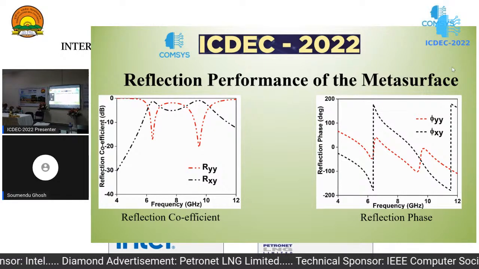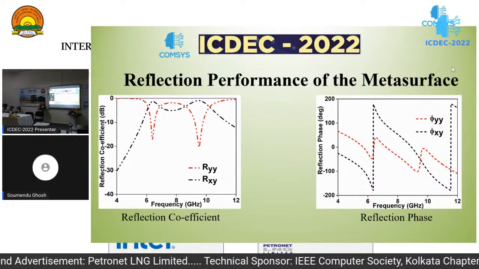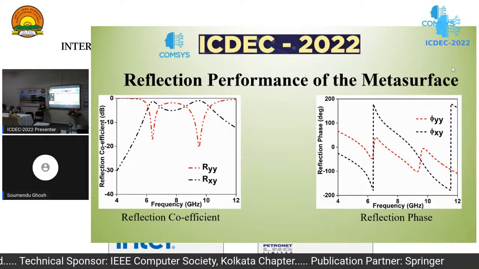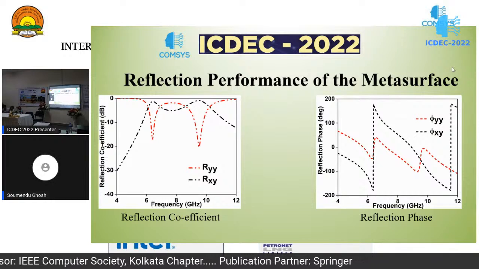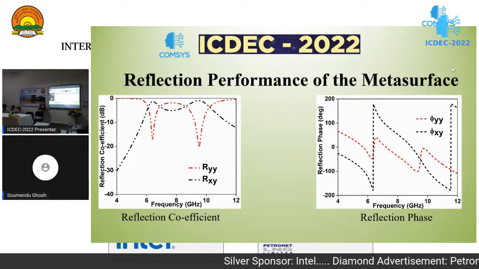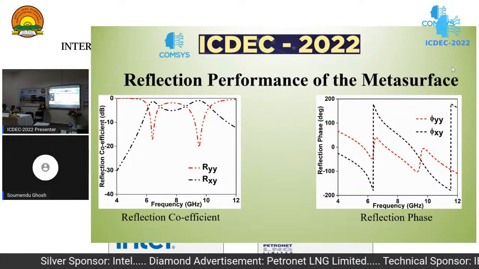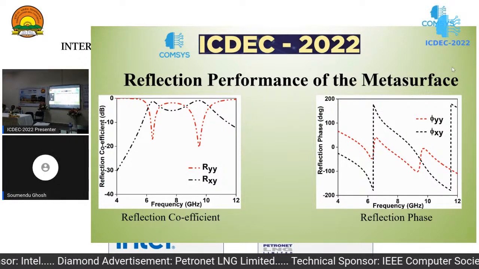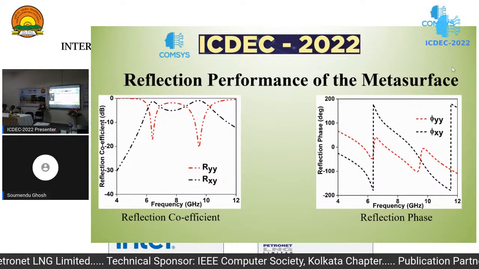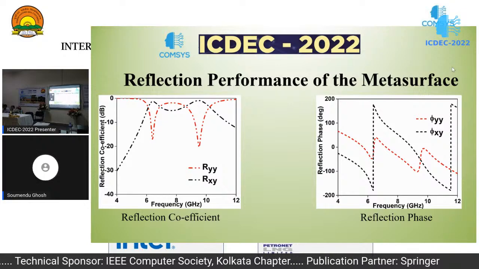In the frequency ranges of 6.2 to 6.6 gigahertz and 6.7 to 10.52 gigahertz, both the co and cross polarization reflections are almost equal. A 90-degree phase difference between the reflection phases is observed, which satisfies the criteria for linear to circular polarization, where the two polarized reflections are almost equal with a 90-degree phase difference.